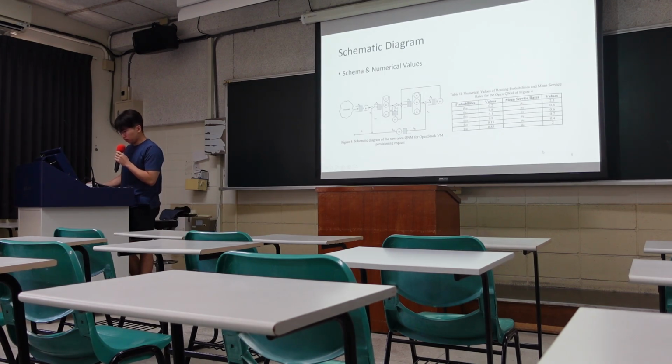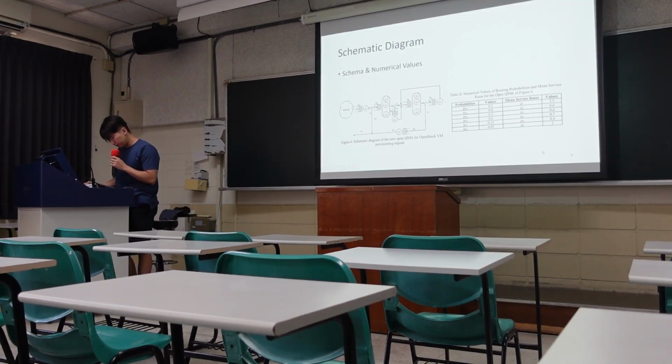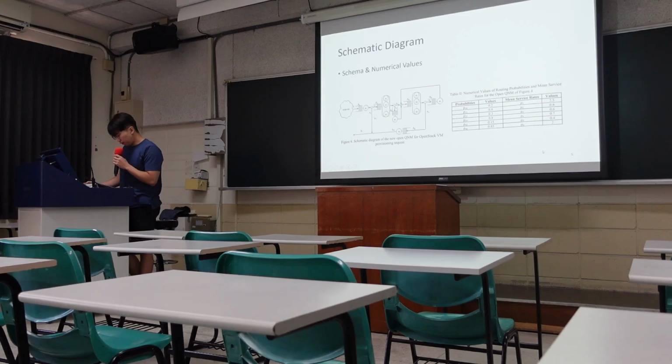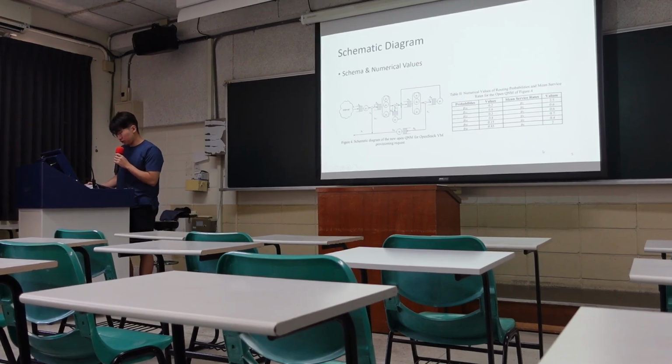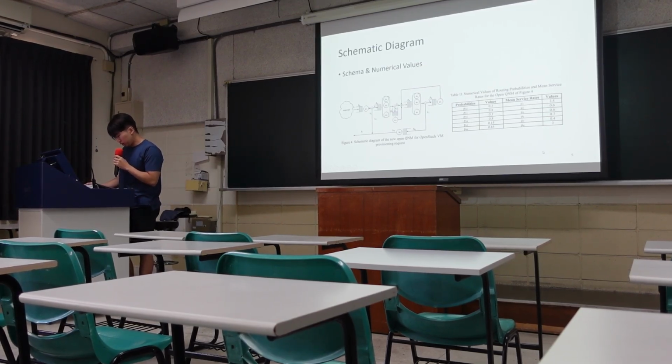The left side is a diagram illustrating the overall flow of the queuing model, while the table on the right shows the routing probability and service rate for each station. The probability from station 1 to station 2 is 0.8, and the probability of being dropped is 0.2.